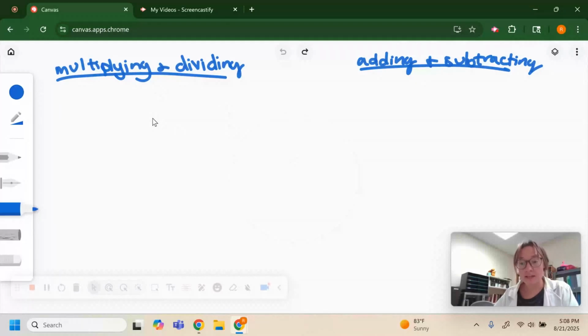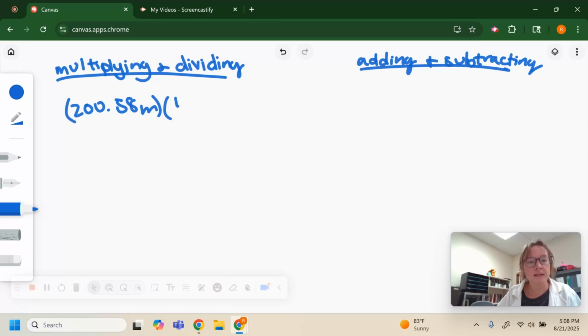The whole purpose of sig figs is to communicate something about the precision of your measuring instrument. Say that I measured something to be 200.58 meters, and let's say that I also measured something to be 18.2 meters. These numbers communicate something about the precision of the measuring instruments I used to make each of these measurements. If I multiplied these two measurements together, I would get a new number, and that new number should reflect the precision of my original measuring instruments.